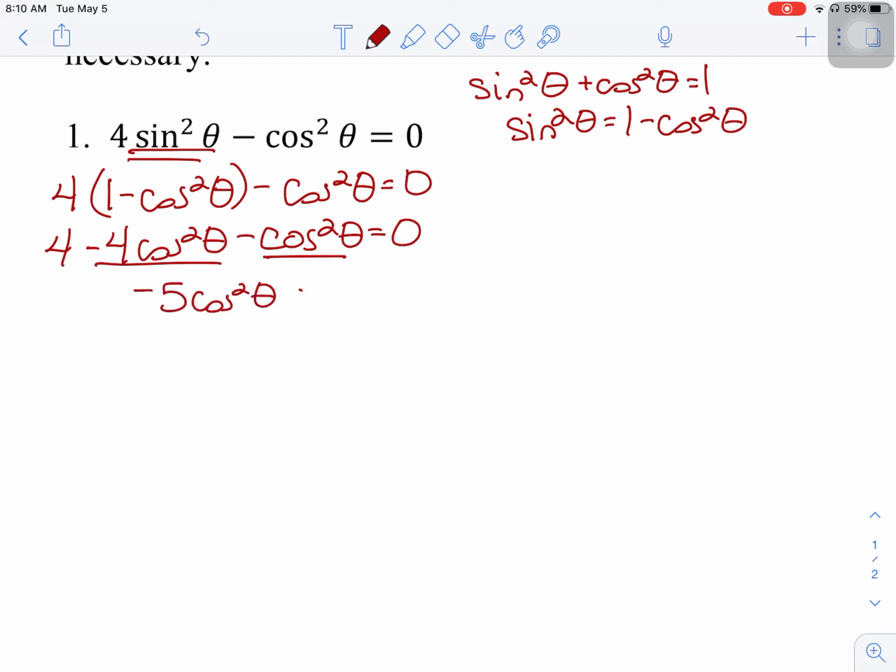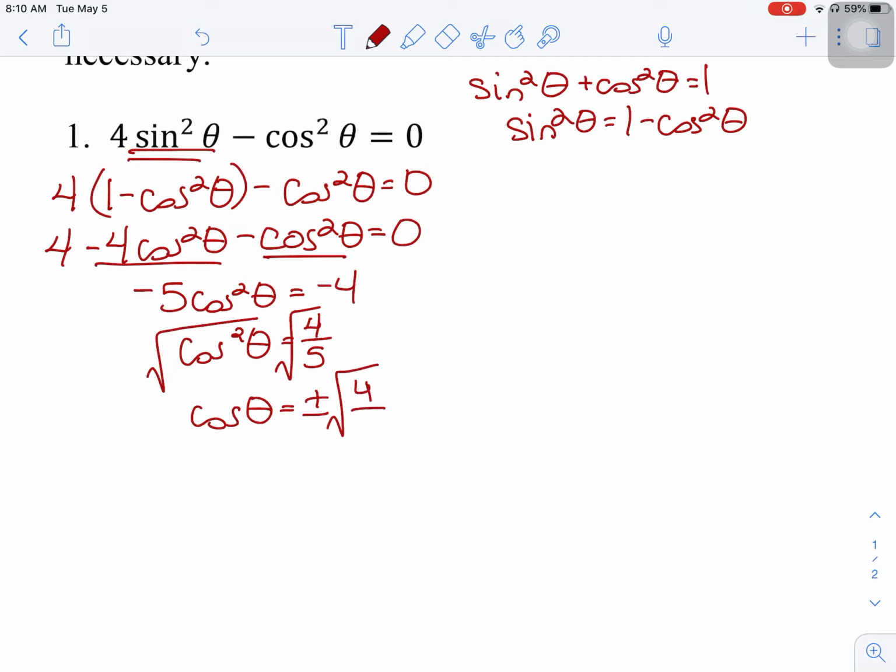I'm going to go ahead and move the 4 to the other side of the equation. Divide both sides by negative 5. So cosine squared theta is going to equal a negative divided by a negative. I'm going to just go ahead and make that 4/5. I need to take the square root of both sides, and as soon as I take a square root, immediately I'm writing that plus minus down. Okay, and square root of 4/5.